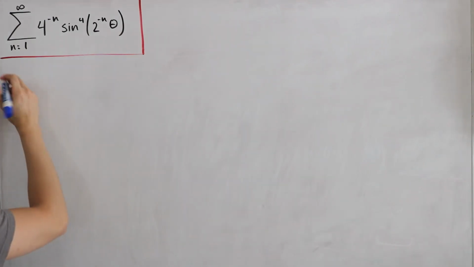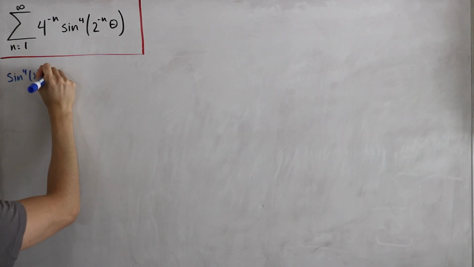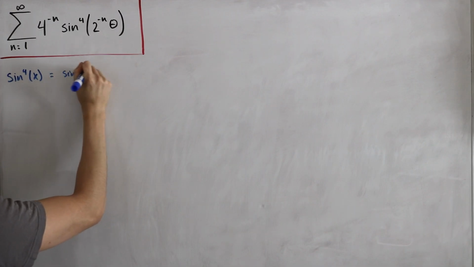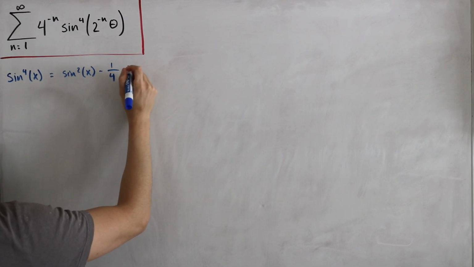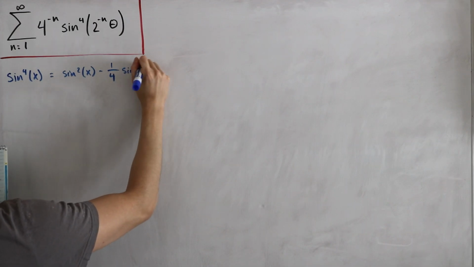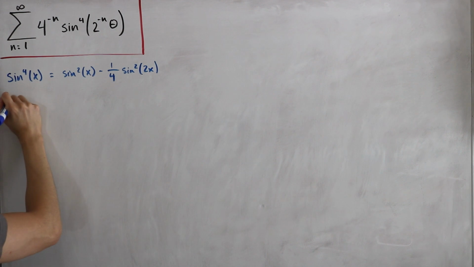Here's our nice little identity we'll be using. We're going to use that sine to the 4th power of x is equal to sine square of x, and then subtract 1 divided by 4 times sine square of 2x. Bet you guys have never seen an identity like this before, so why don't we verify this?